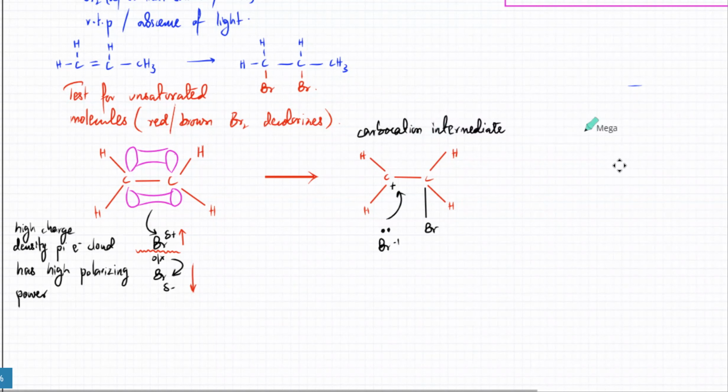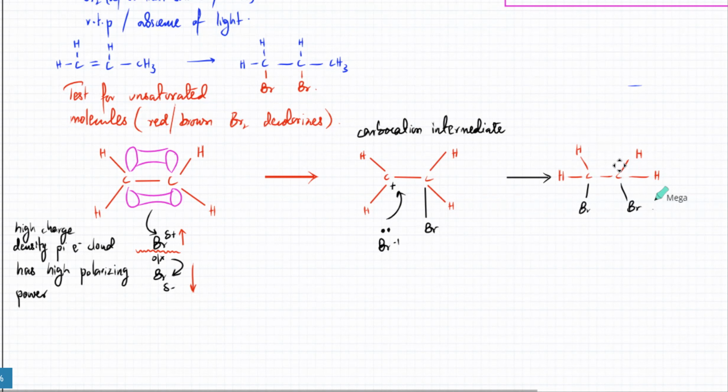And the very last step is that the ethene molecule now has two bromines attached to it. So there's one bromine and there is another bromine. So that was the mechanism.